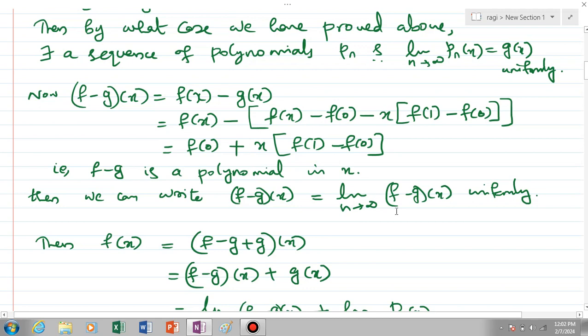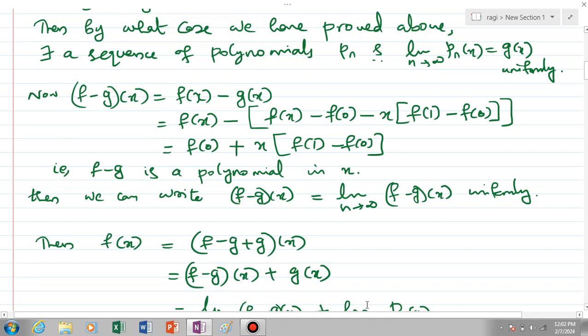Because there is no running variable n, as the limit tends to infinity, we can clearly see that the limit as n tends to infinity of (f minus g)(x) is clearly (f minus g)(x). The convergence is clearly uniform. So we can write f(x) equal to (f minus g)(x) plus g(x).